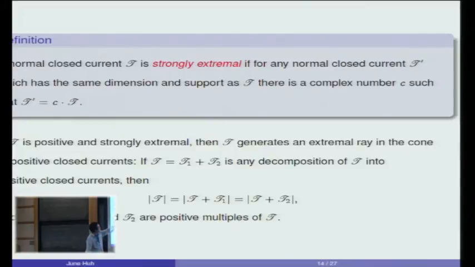So if you have a positive and strongly extremal current, then in fact that generates the extremal ray in the cone of positive closed currents. That's a huge cone. And here is the definition you would expect. I'll say that the balanced complex C is strongly extremal if for any balanced complex C prime, which has the same dimension and support, there is a complex number c such that C prime is a multiple of C.